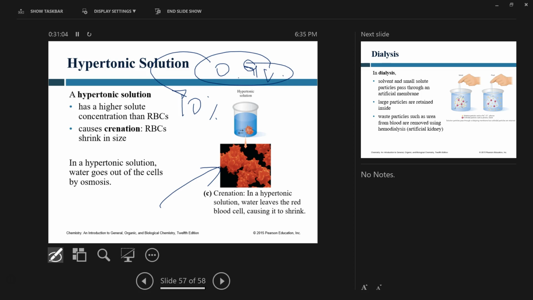Does that make sense? So that's how we protect our food. We make the environment around our food extremely hypertonic for bacteria and other microorganisms. We salt our food. Salt protects it. Works really lovely.